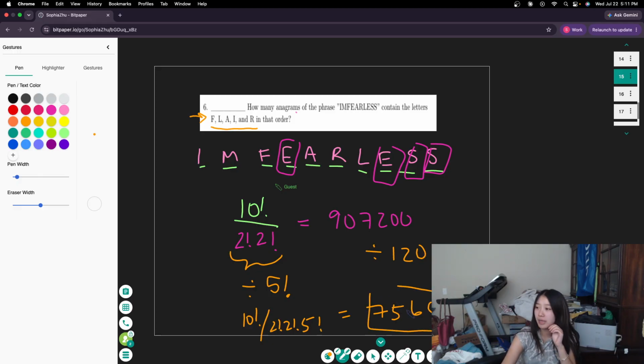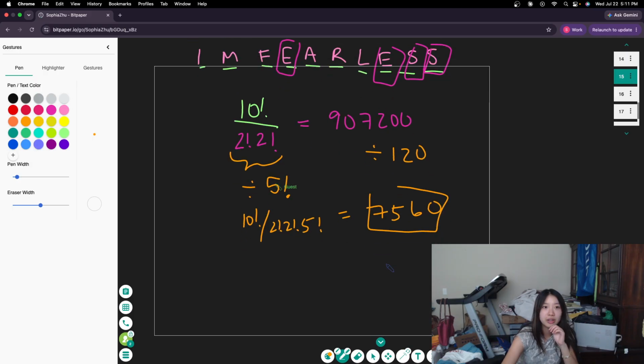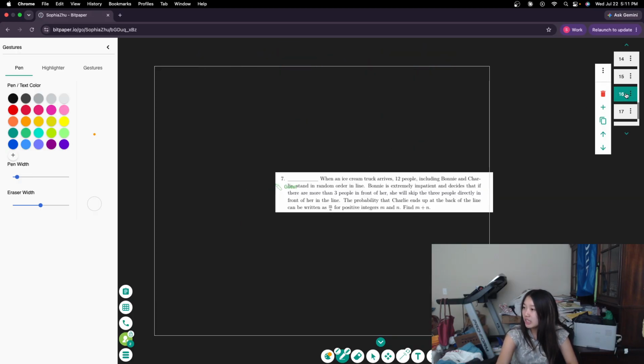Oh, I just realized my screen is covering this. Let me scroll down here. But yeah, hopefully this made sense. We just find the total number, and then we find what fraction of all our possibilities will have what we want, and it's 1 out of 5 factorial. Nice. Moving on to the next question.